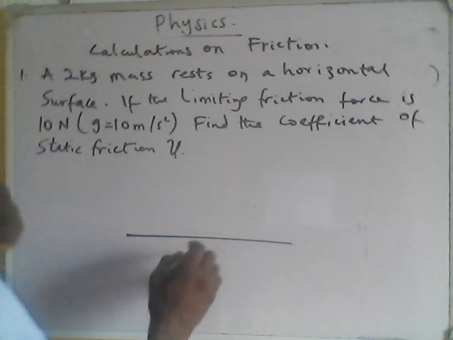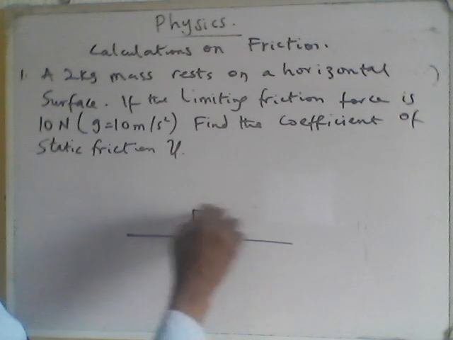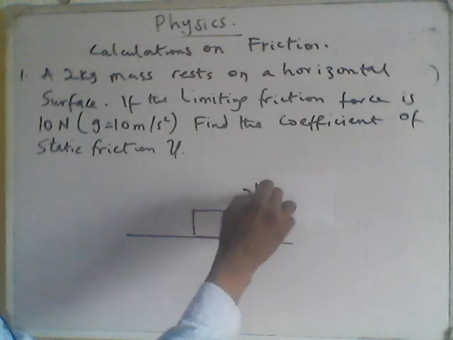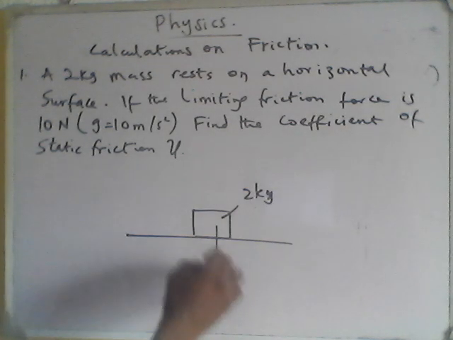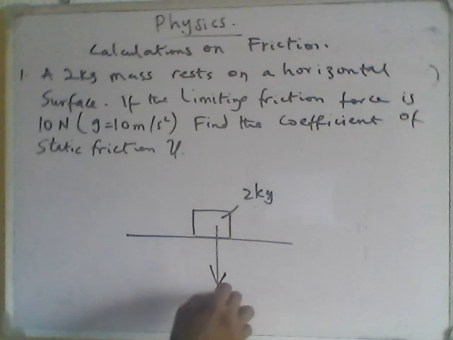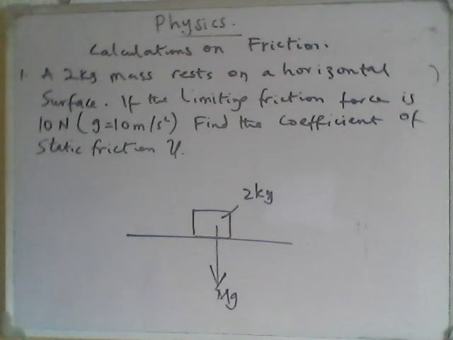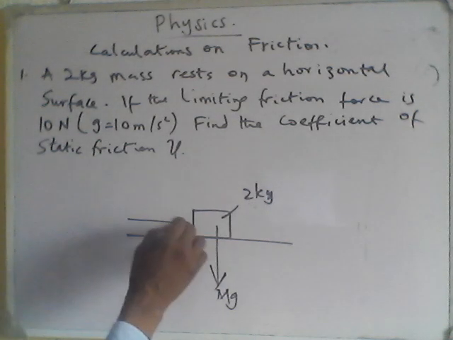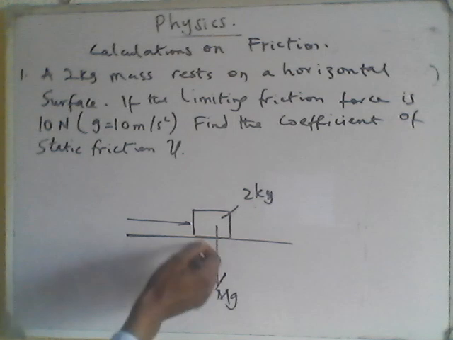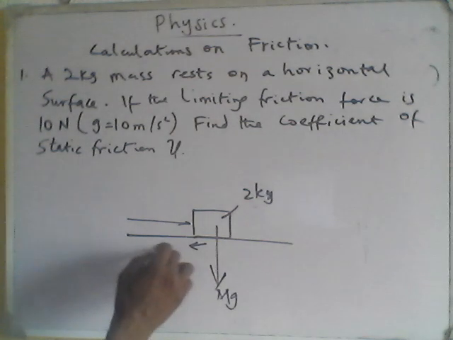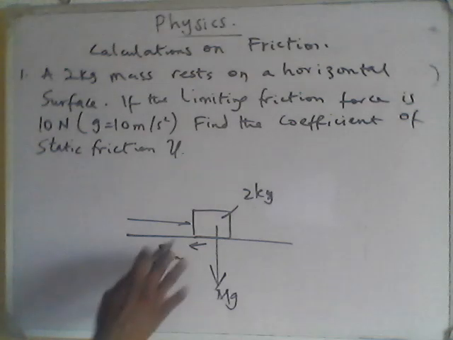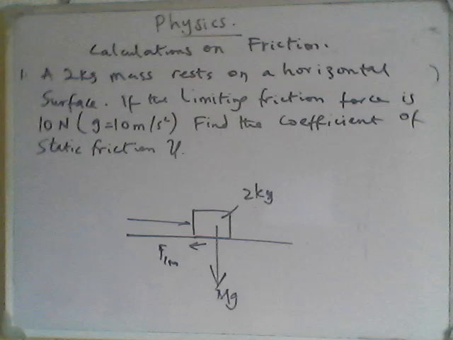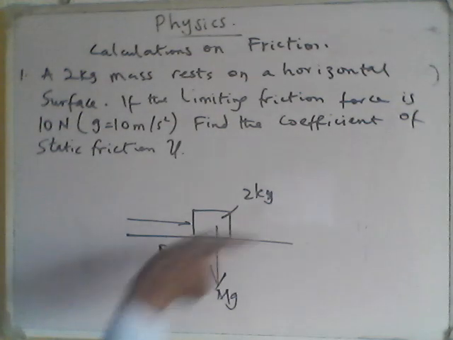This is the ground level. And we have this body of mass 2 kg resting here. Now, there's a force acting here, which is the mg due to gravity. That's the force that is due to this mass. And the static friction is what is preventing this thing from moving. So we call it limiting frictional force, F subscript LM. This force is preventing the body from moving like this.